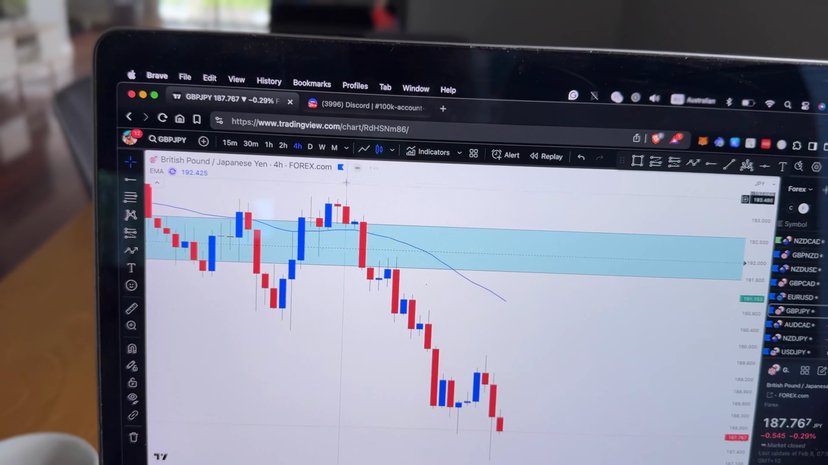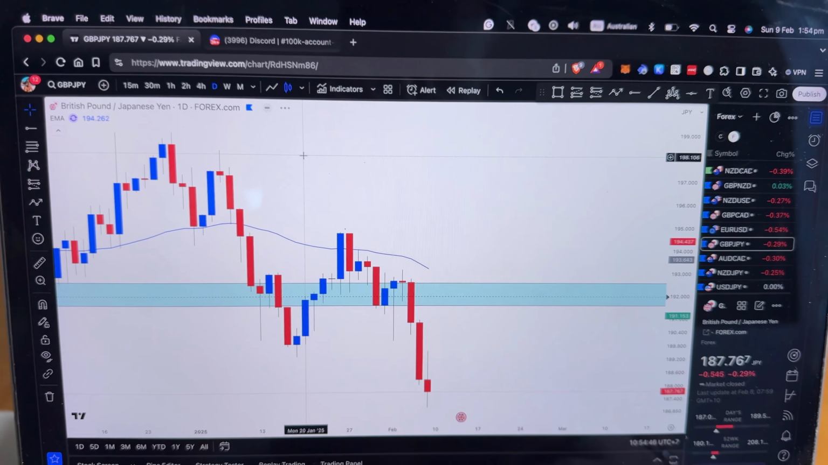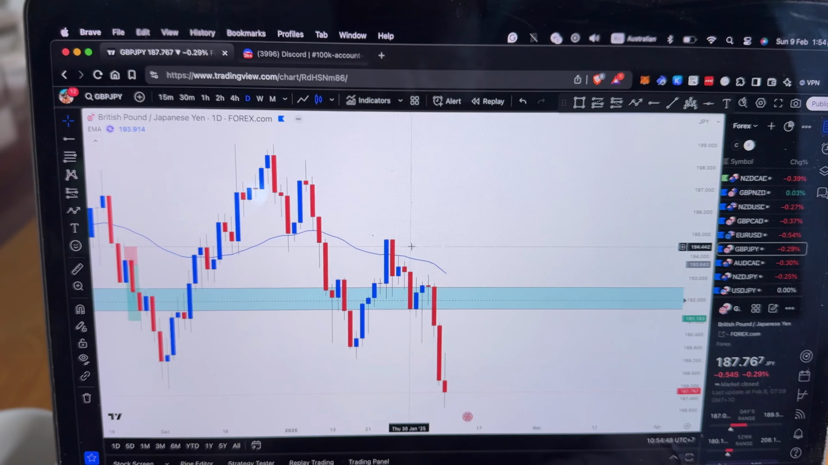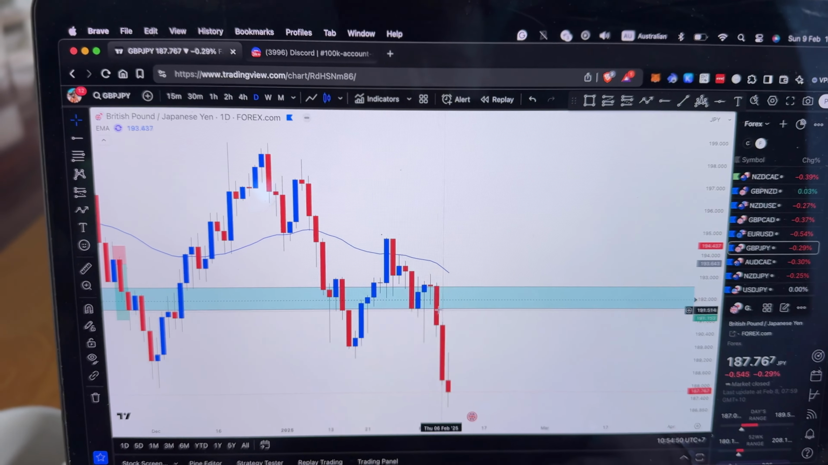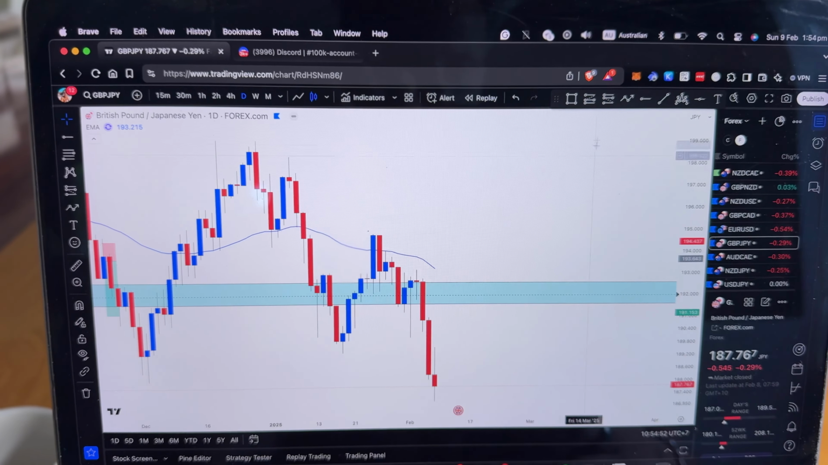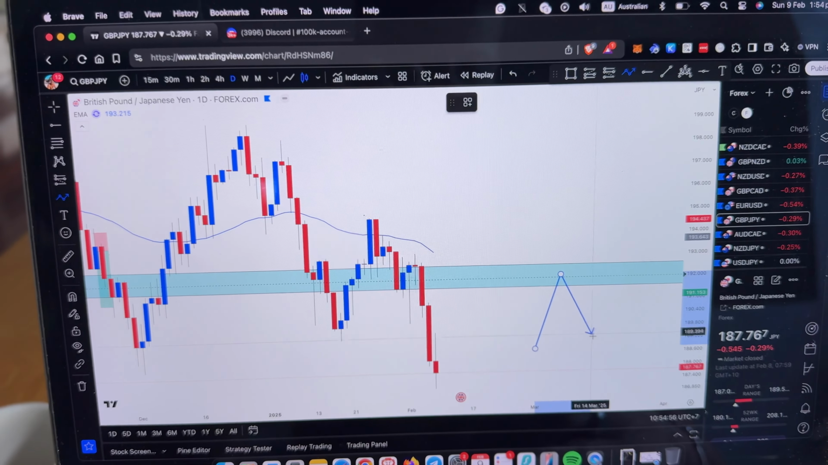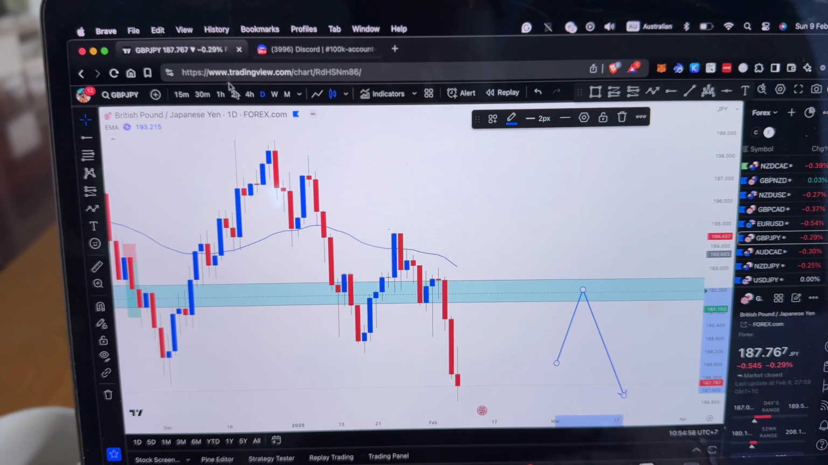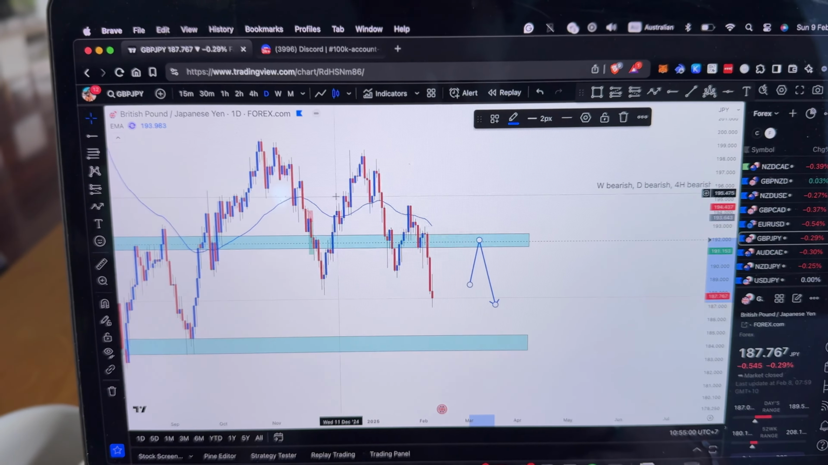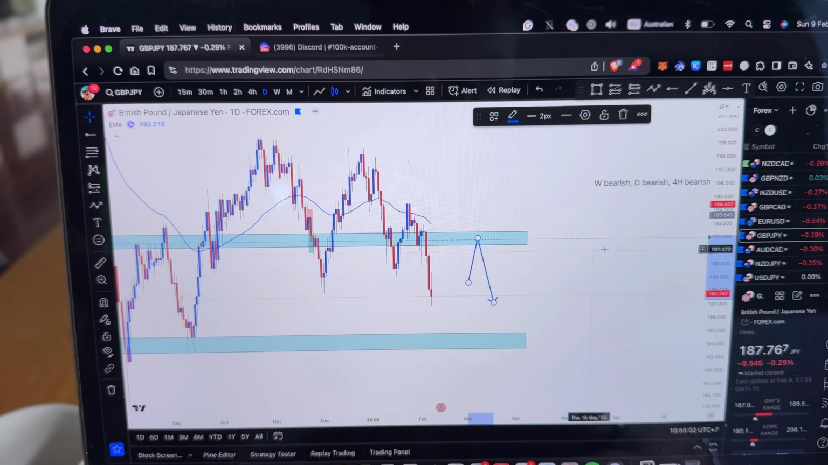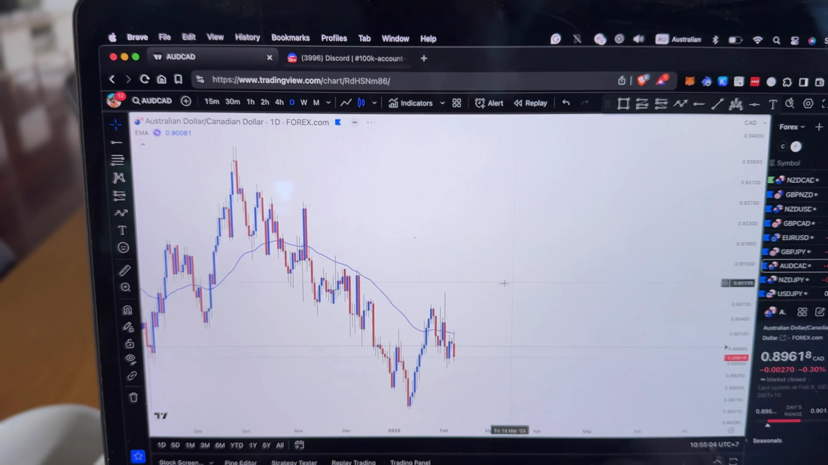GBP JPY, I believe I really like this trade. Let me see. Yes, same thing basically. We currently broke, and I'm just waiting for the retest, so something like this, to be able to sell afterwards. Beautiful trade if we're going to get there.